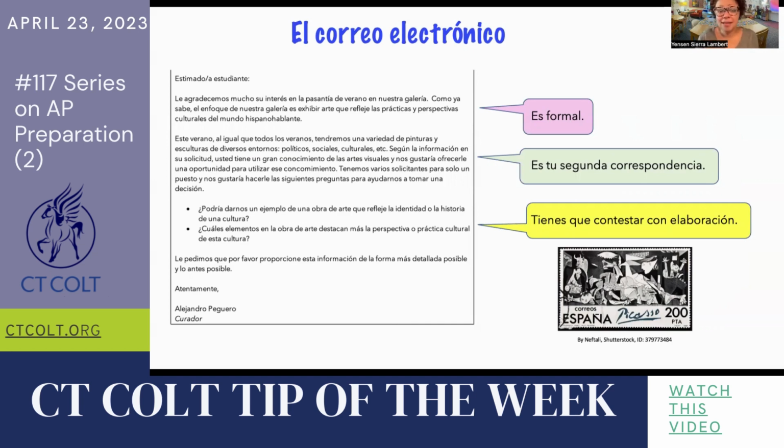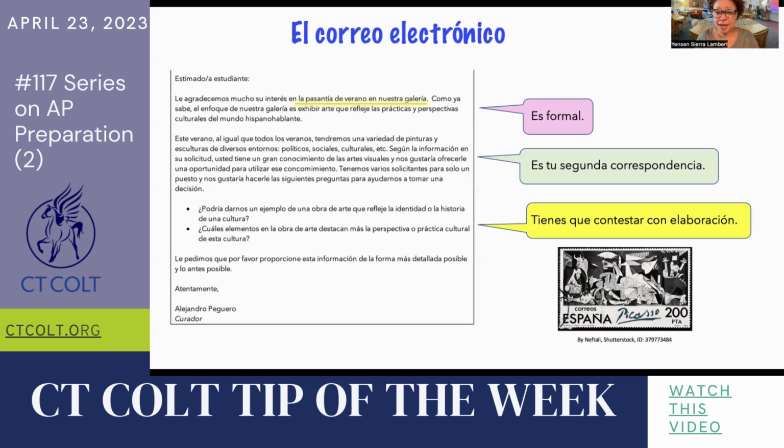So right off the bat, it has that formal feel, that formal register, and you can see the questions right in the middle. And that's one thing I like about the email task is that the way that it's structured, it is visually accessible for our students. So I tell my students to immediately circle those 2 questions they see so that they don't forget to answer them. So again, in the beginning, le agradecemos mucho su interés. As you can see, they're addressing you in a formal way.